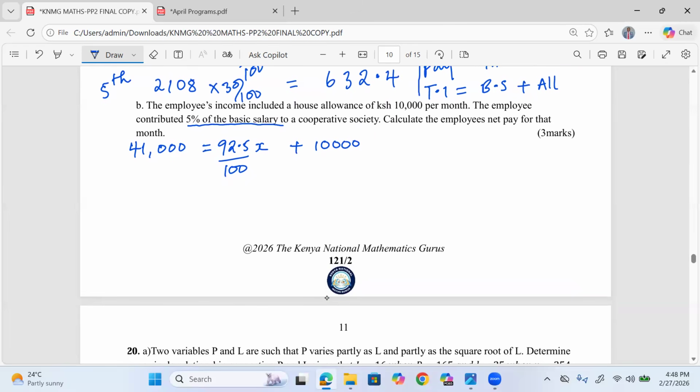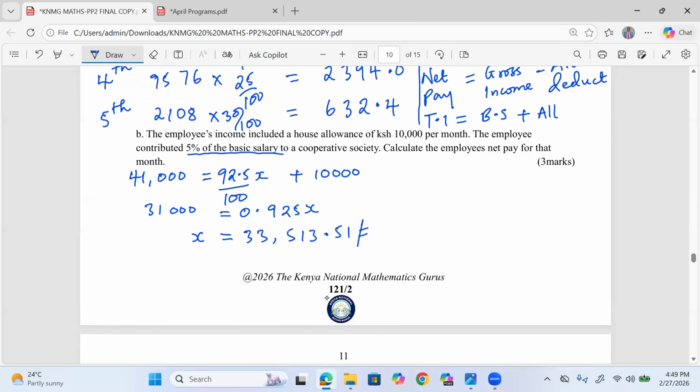So 41,000, we subtract 10,000 to give us 31,000, being equal to 0.925x. How shall we remain with x? By dividing through by 0.925. This is now 33,513.51. Yeah, this is now the amount of the basic salary.